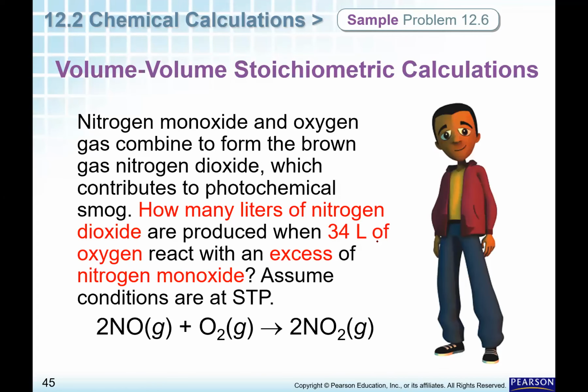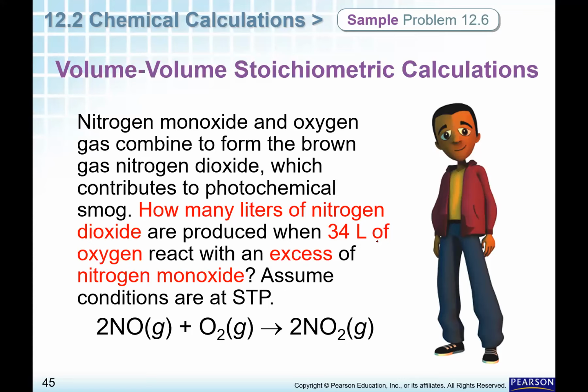This one is good because it had some new ideas about using the volume. Nitrogen monoxide and oxygen gas combine to form the brown gas nitrogen dioxide, which contributes to photochemical smog. Regardless of this, how many liters of nitrogen dioxide are produced when 34 liters of oxygen reacts with an excess of nitrogen monoxide?